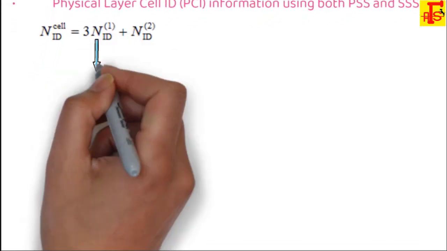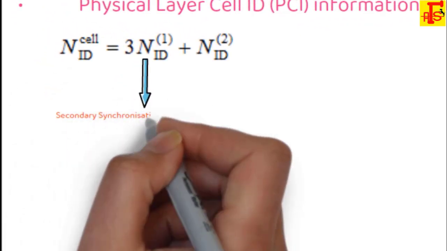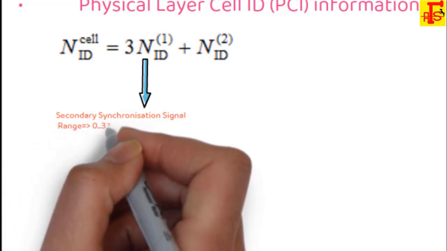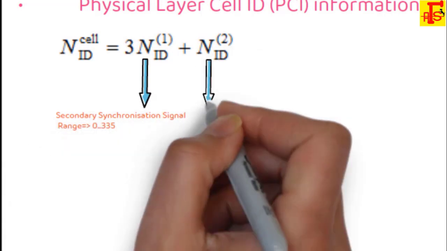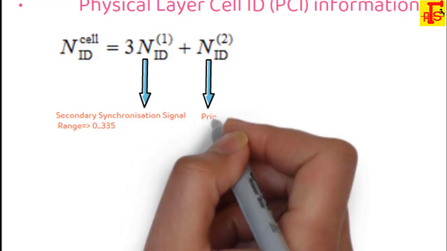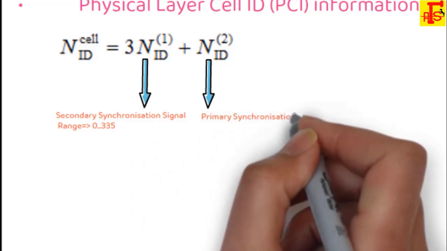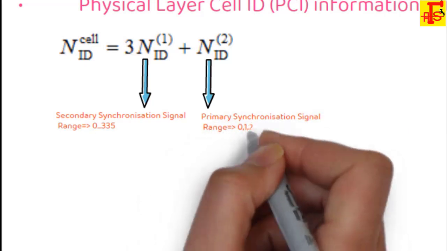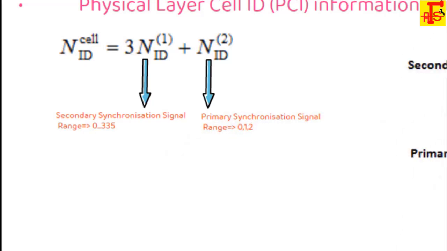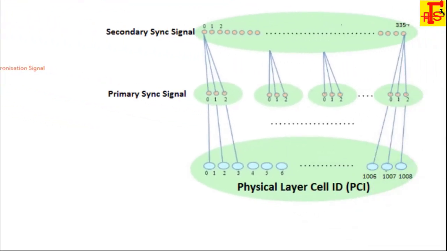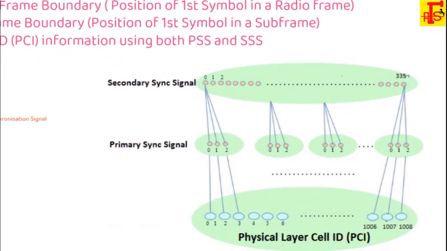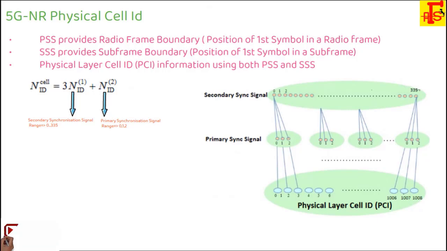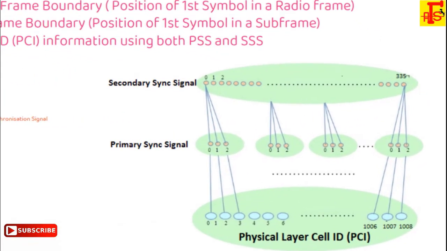NID1 we get from the SSS, the secondary synchronization signal, right? It has a range of 0 to 335, and NID2 gives this information for the primary synchronization signal, and its range is 0, 1, 2. So this information, 0 to 335, we will get from the SSS, and from the PSS we will get 0, 1, 2. So the total number of possible physical cell IDs is 1008.